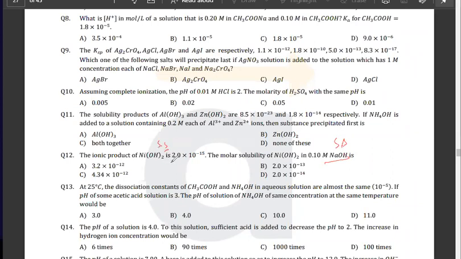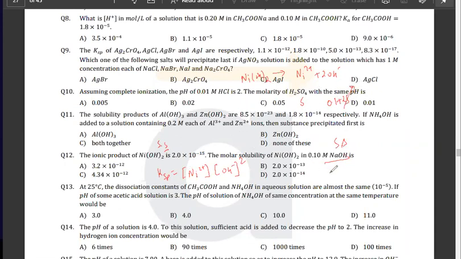So it's quite easy. I can say that Ksp is equal to the concentration of Ni2+ into the concentration of OH minus whole square, right? So if you see the reaction, Ni(OH)2 will give you what? Ni2+ plus 2OH minus. But this will act as a common ion. So if it is S, this is S, this will be 0.1 plus 2S, right? But see the value of Ksp, it is very less. So this will be neglected.